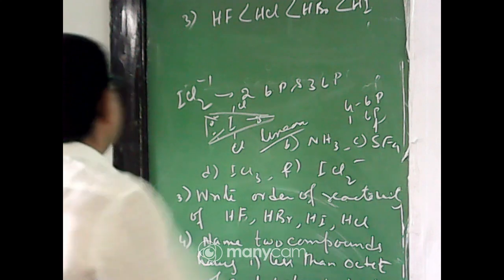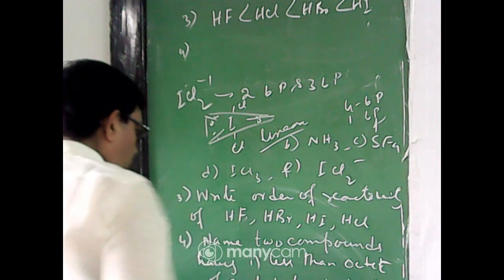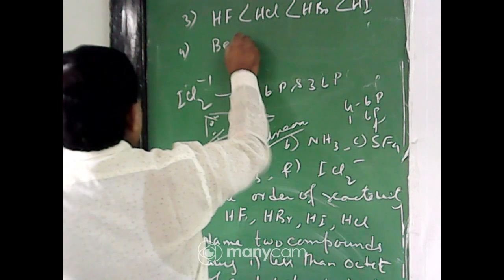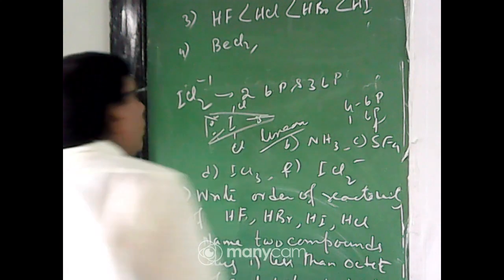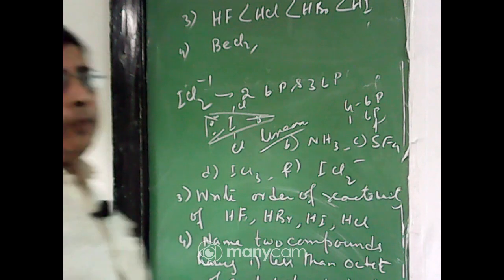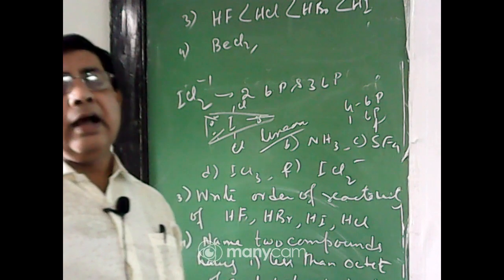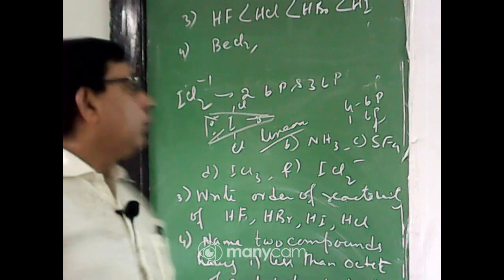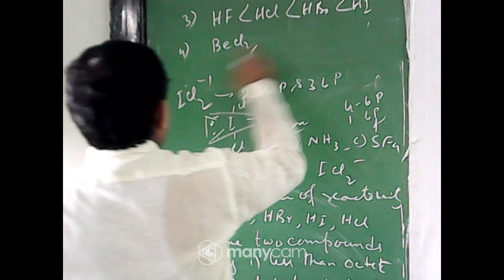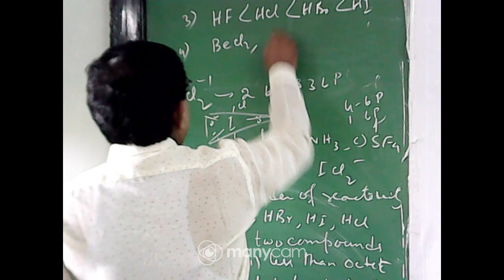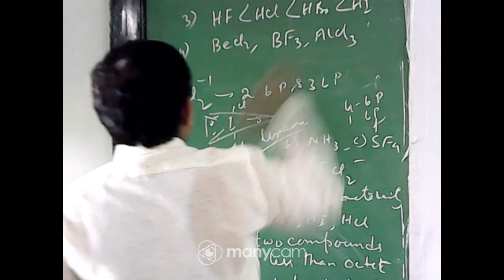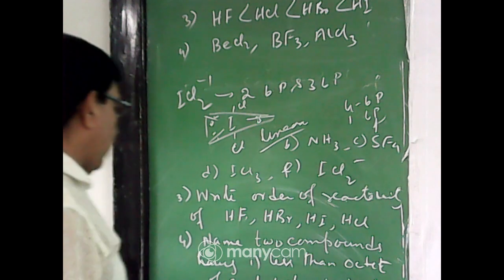Question number 4. Name 2 compounds with less than octet. You are familiar with the less than octet compound BeCl2. It is not an ionic compound because beryllium has a very small size and higher IP value. So Be2+ ion is not possible. So it is a covalent compound with 4 electrons in the central atom. BF3, AlCl3. These are some compounds with less than octet.